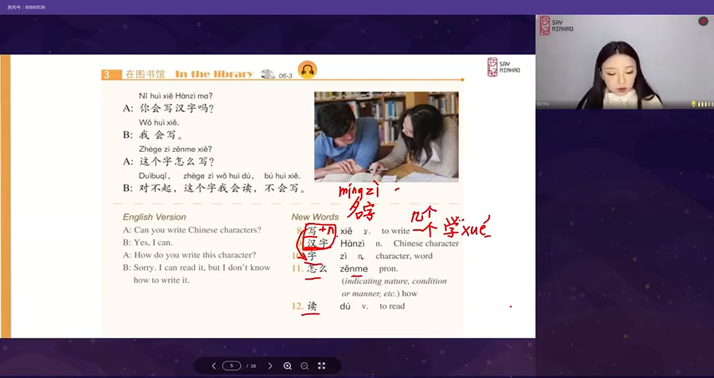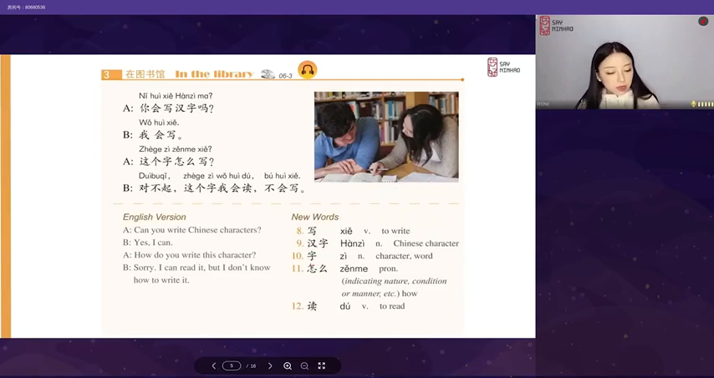To read. Okay, read after me. 读, it means to read. So, read Chinese characters is 读汉字. 读汉字. So anything you want to read, you just put it after 读, okay? 读 plus a noun means read something. And read book is 读书. 书 is a noun we've seen before. It means book. 读书 means read book.